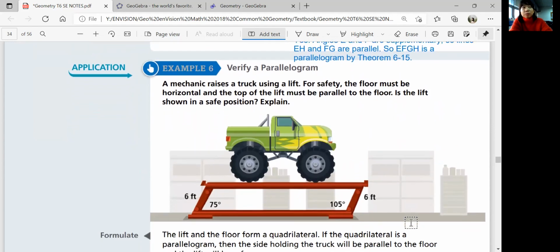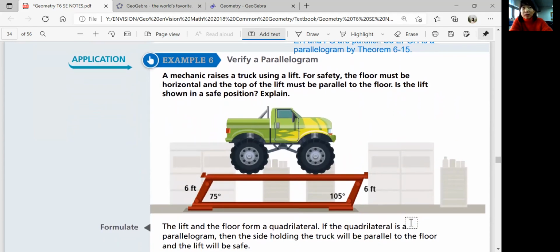It's the application part. Okay, a mechanic raises a truck using a lift. This is a lift. For safety, the floor must be horizontal and the top of the lift must be parallel to the floor. Or else your truck might slide down, right? Is the lift shown in a safe position? So check if they're parallel to each other, to the ground.